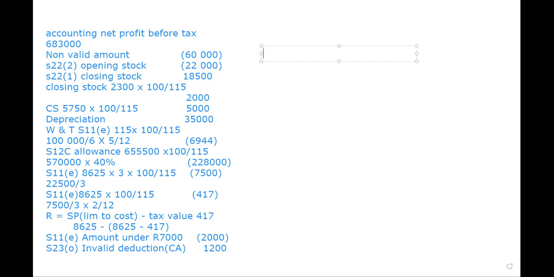So we want to take this 120,000 rand and apportion it according to the number of months and see how much of it should have been deducted. It should have been deducted for 1 month. Then we'll check if this prepaid expenditure is valid and we can have a prepaid expenditure deduction. I hope you heard that. So start here with the 120,000 rand. We'll have to apportion it first.